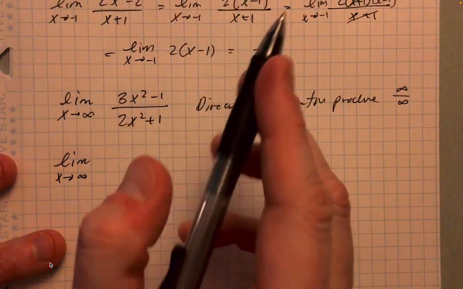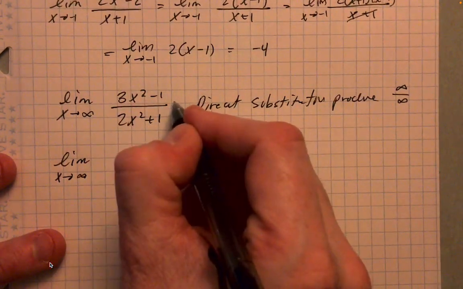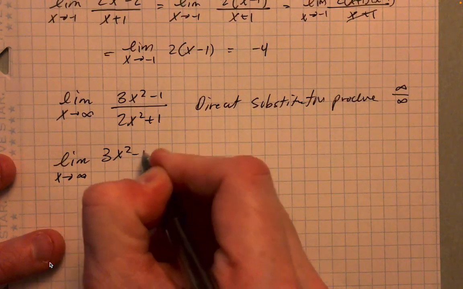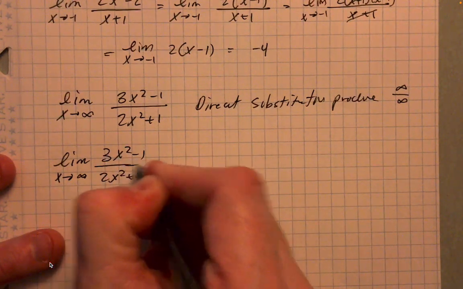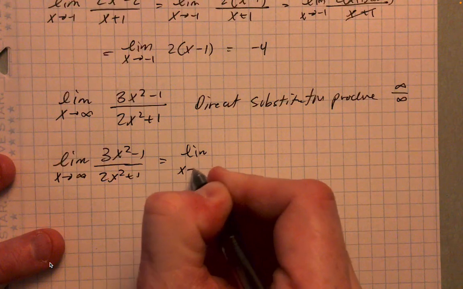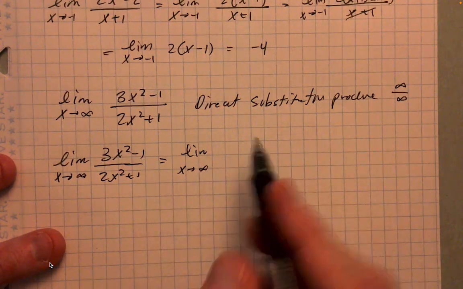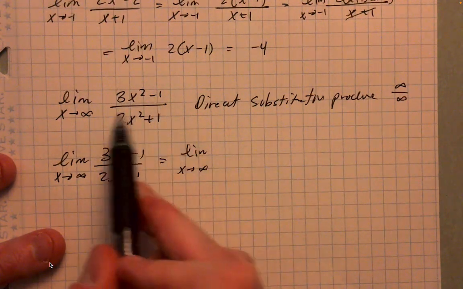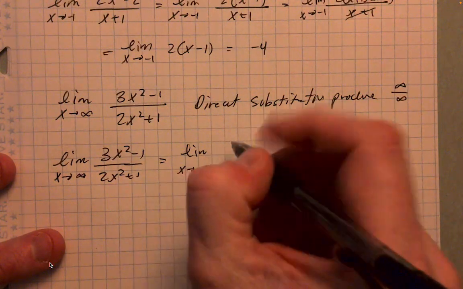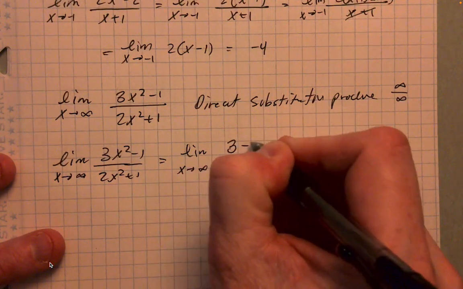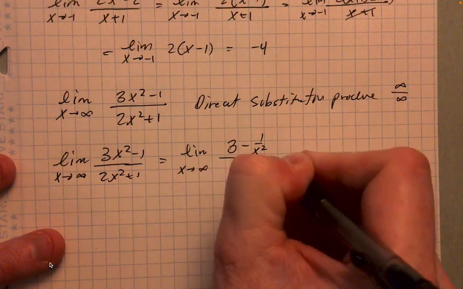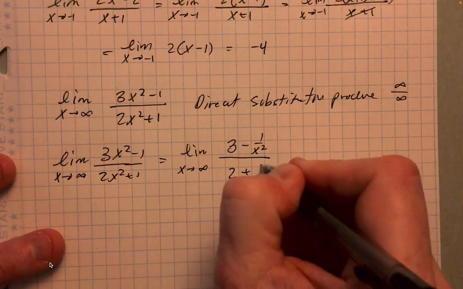We would have said this is equal to, well, let me just rewrite it: 3x squared minus 1 over 2x squared plus 1. We could have done this nice trick where we divide the top through by x squared and the bottom through by x squared. And so we would get 3 minus 1 over x squared, divided by 2 plus 1 over x squared.